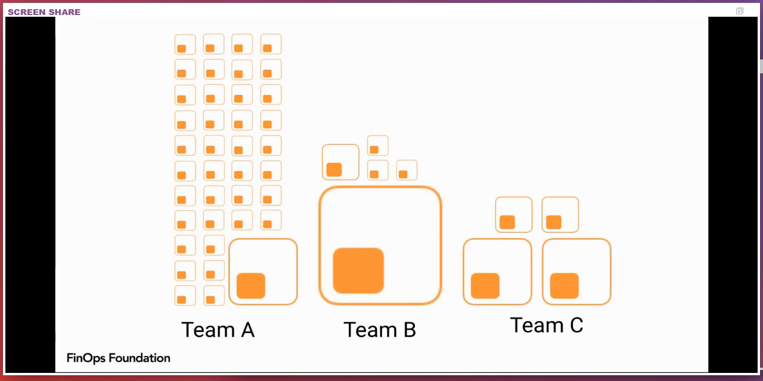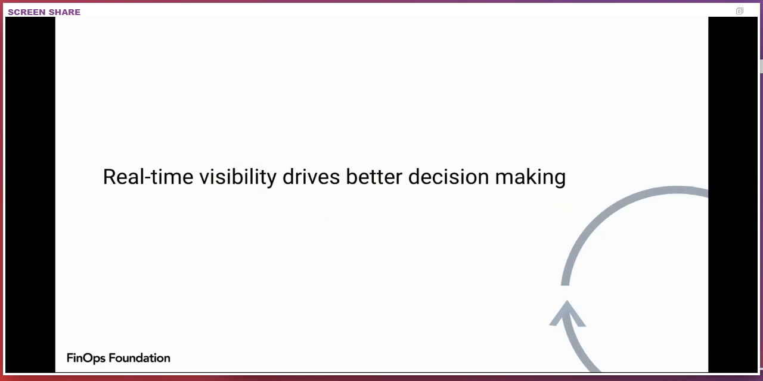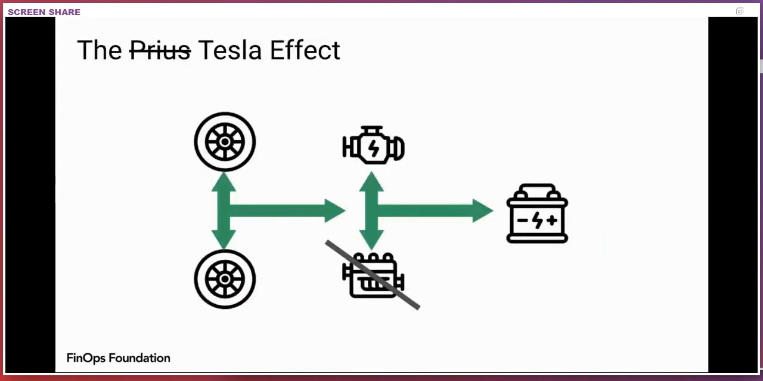And then real-time visibility drives better decision-making is, I think, the last principle I'm going to talk about today. There are more than these. We used to call it the Prius effect. Now we call it the Tesla effect. Apparently that's way cooler.